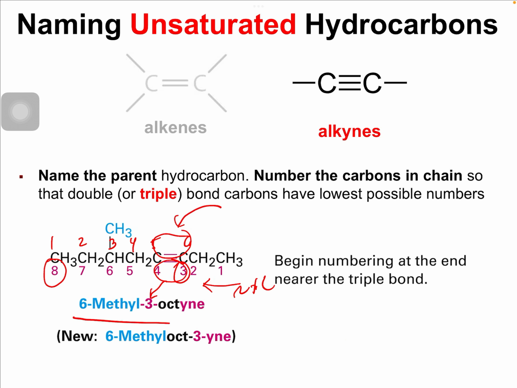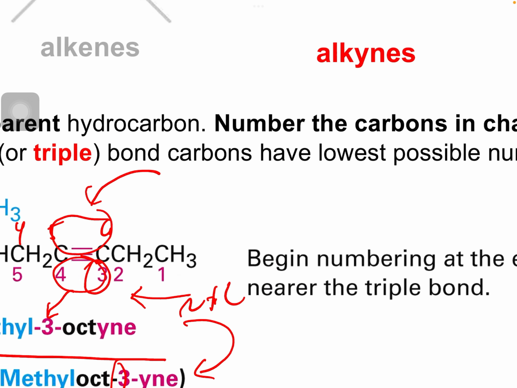So yun nga, 3 na siya dito. So yung tamang pag-a-assign ng number ay nakadepende nga doon sa double bond. So dapat ay mas mabigyan nyo na mas mababang number yung double bond. Okay? So the name of this compound is 6-methyl-3-octene.